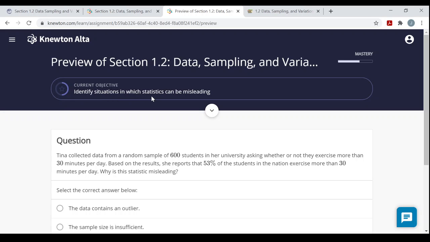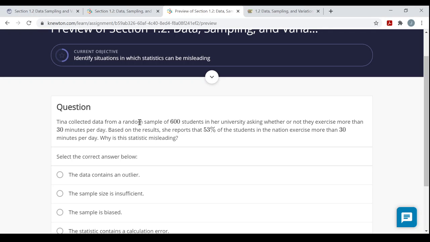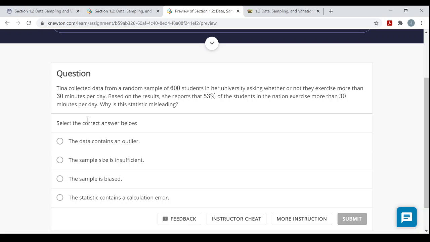Looks like the next objective is to identify situations in which statistics can be misleading. So again, this is the bias versus outliers, right? Bias and outliers could cause misleading stuff, misleading graphs too, right? We saw the bar graphs and pie graphs. All right. So Tina collected data from a random sample of 600 students in her university, asking whether or not they exercise more than 30 minutes per day. Based on the results, she reports that 53% of the students in the nation exercise more than 30 minutes per day. Why is this statistic misleading?